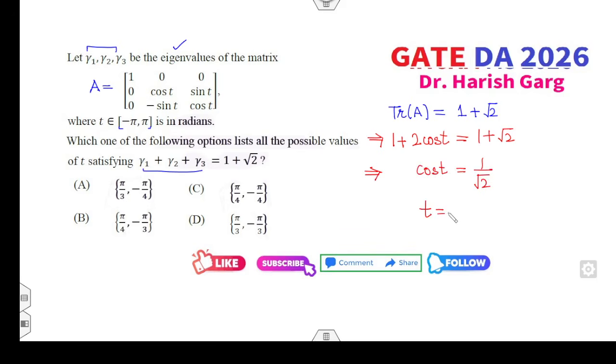So what is the value of t? t will be pi by 4, but the values are minus pi to plus pi, and cos is an even function. The second value is minus pi by 4. C is the right answer of the problem. Here plus pi by 3 is not a value; minus can be, but because it's a set, pi by 3 is not part of it. Fine, so C is my correct answer.